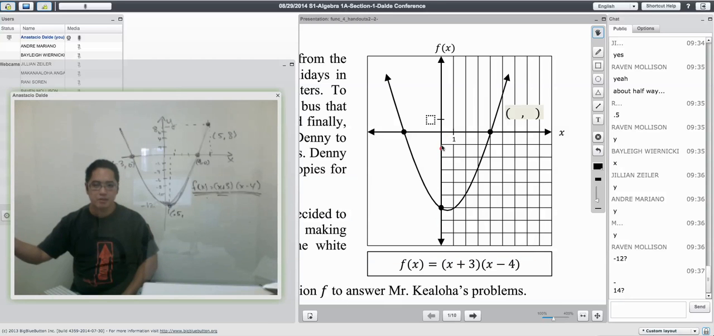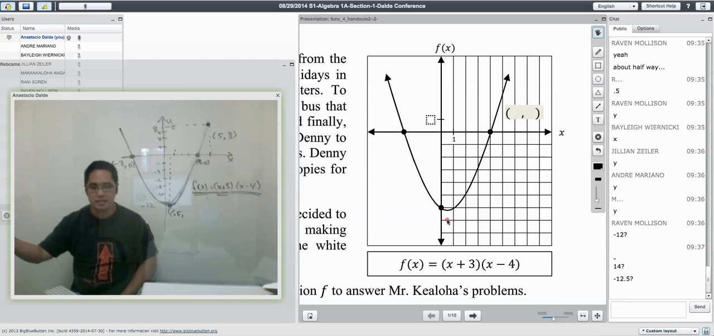Because remember, we're counting by 2, so this is -2, 4, 6, 8, 10, 12 down here. The vertex is right over here. 14 is way down here. I'm pretty sure it doesn't go to 14. I would say 12 and a half. Yeah, I think that's a fair guess. It's between negative 12 and a half and negative 13.